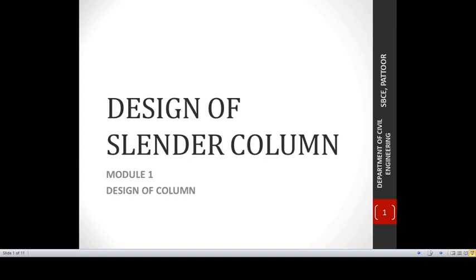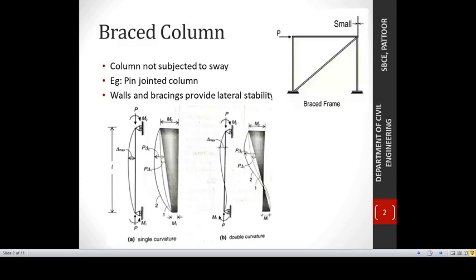Hi students, in this PPT I am going to explain question number 3 which is given in the handwritten note. Question number 3 deals with the design of a braced slender column. As we discussed in the first PPT, a braced column is a frame which has lateral bracings or walls to provide lateral stability. So this column will not be subjected to sway or lateral drift. In this figure, these are the bracings provided, and this typical frame is termed a braced frame.